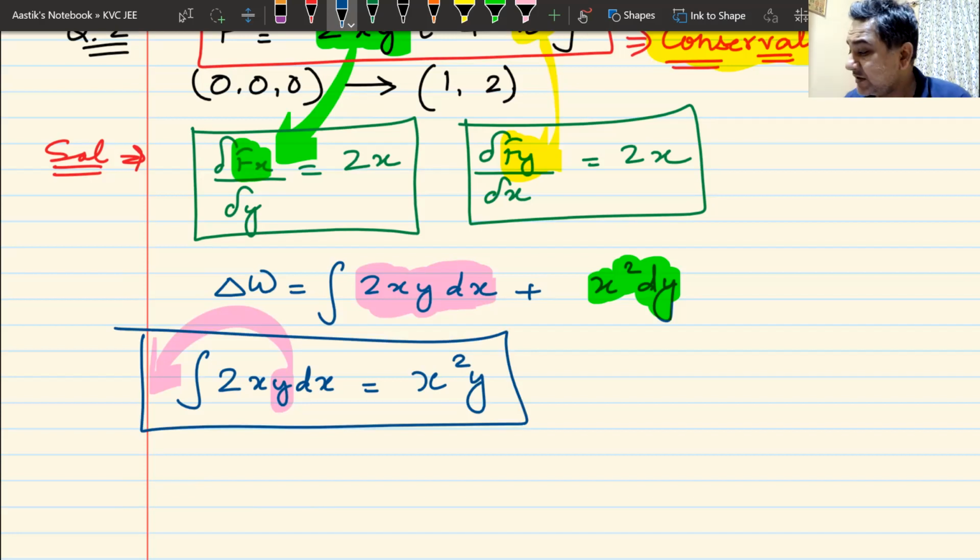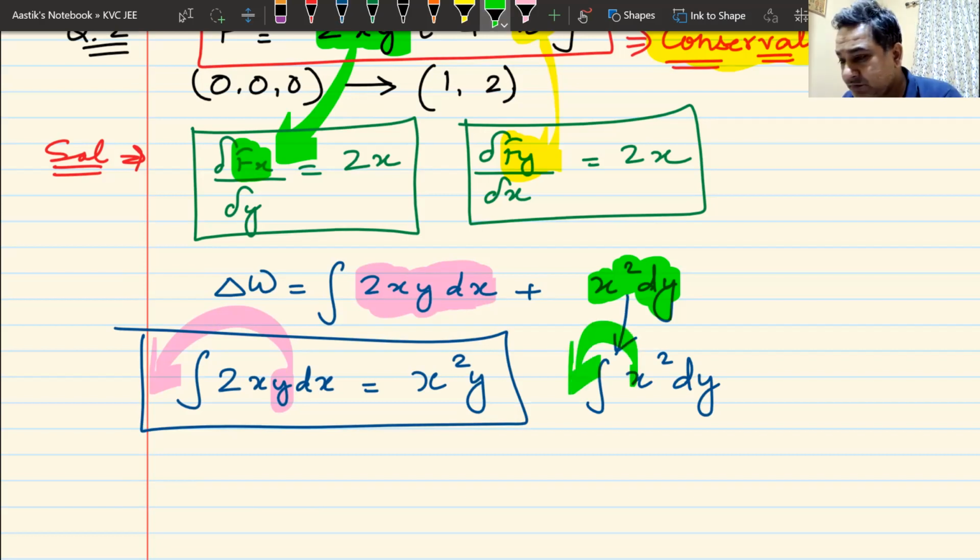I repeat the same step with this one. I take this integral of x square dy. Assume that x is a constant. If x is a constant, it jumps out. I only have the integral of dy. Integration of dy is y. So my answer in this case also becomes x square y.